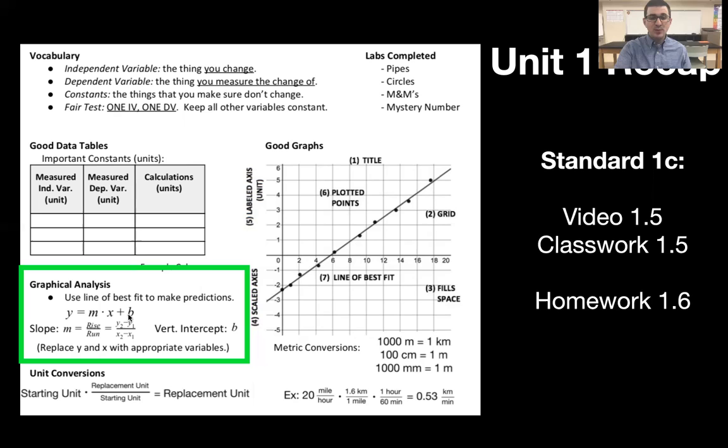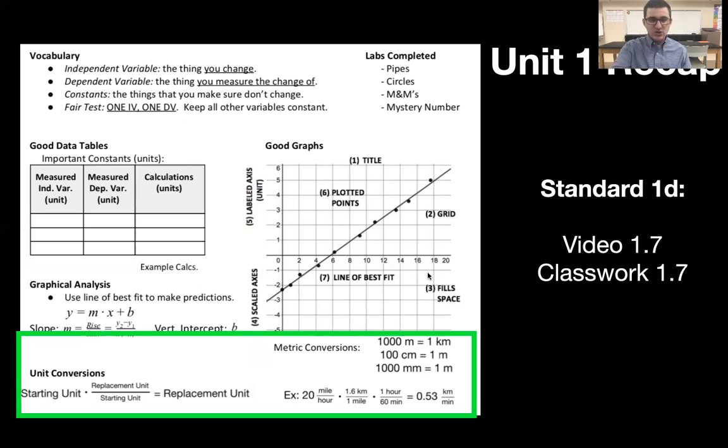So then to make a prediction, we can just substitute in a value for y or a value for x, and then solve it like we solve any linear function to make a prediction. So that's graphical analysis, writing in the equation and making the prediction. But if you want to review that again, video 1.5 is really your one-stop shop for a complete review of graphing and predictions.